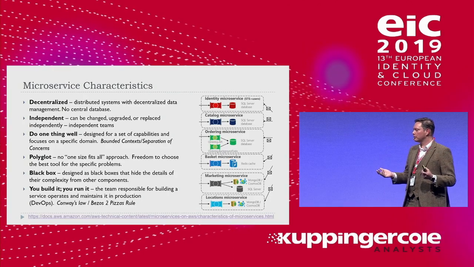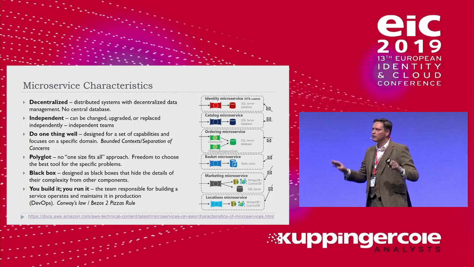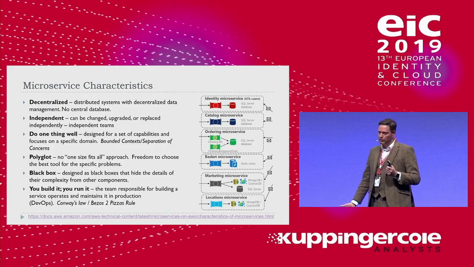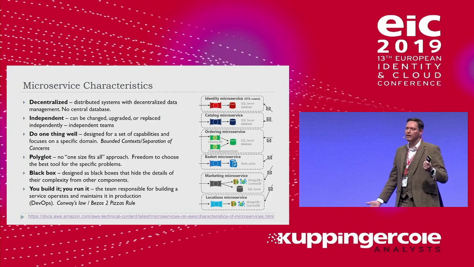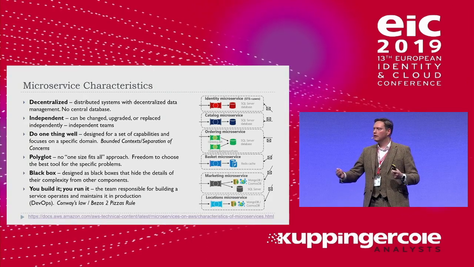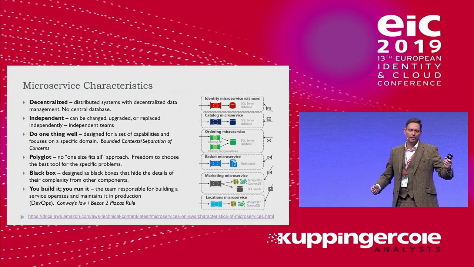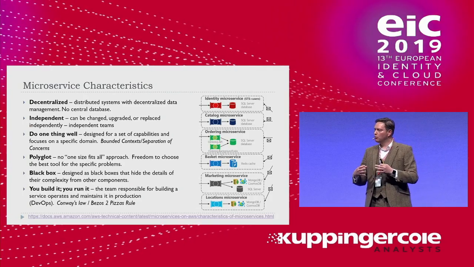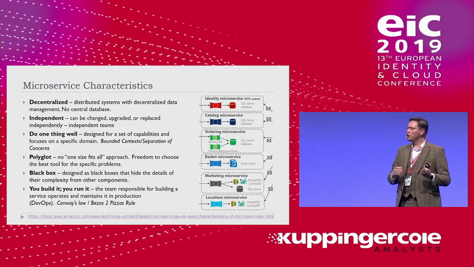So the characteristics of a microservice: decentralized. Definitely everything is loosely coupled, decentralized, nothing really centralized or put together that's not necessary. Independent. Each can be changed independently. Do one thing well. Polyglot is basically the idea that you can use any type of technology you want. Polyglot persistence means that this microservice, if it's better to use a NoSQL database, it can use it. This one can use a SQL database. So you don't really have to care about that. Black box means that nobody needs to see really what's in the microservice. It's just going to expose some functionality. And then the whole DevOps mindset that you build it, you run it.